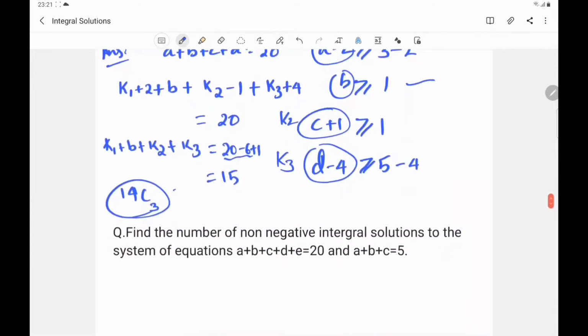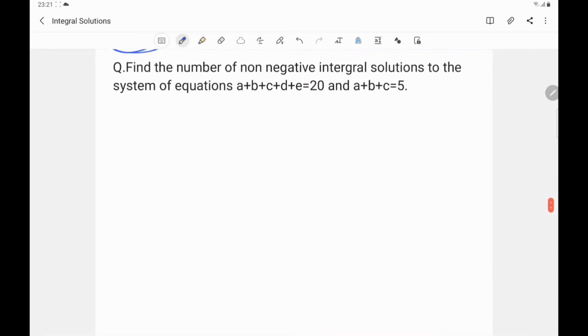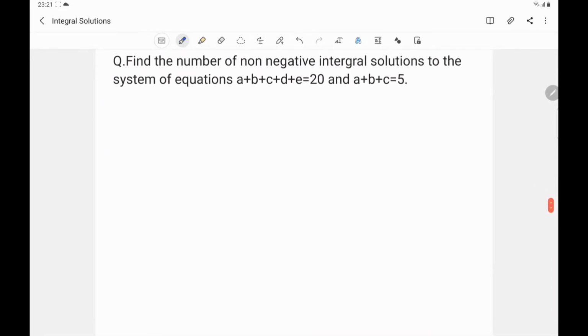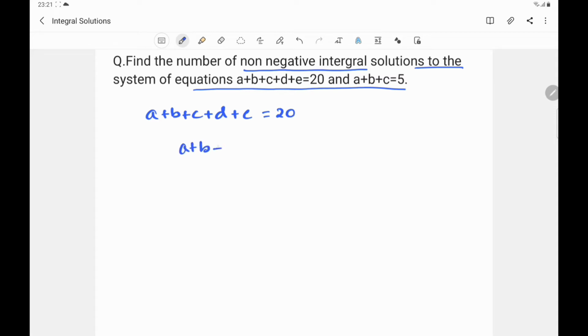Now let us move to another question. This question says: find the number of non-negative integral solutions to the system of equations. The equations given are a plus b plus c plus d plus e is equal to 20, and a plus b plus c is equal to 5. We are asked to find the non-negative integral solutions.